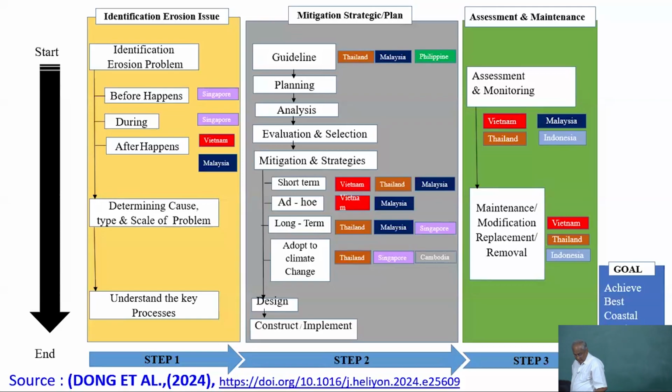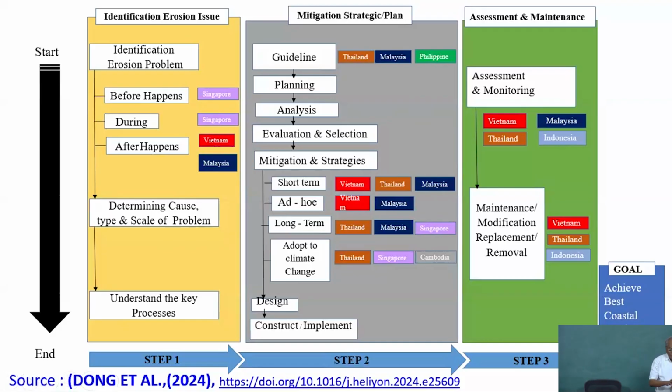So, when you look at this slide, you see identification. This is in general what is being followed by different countries, almost all countries. But in this slide you will see Singapore, Vietnam, Malaysia, etc. This is taken from Dong et al., which was published recently in his paper.